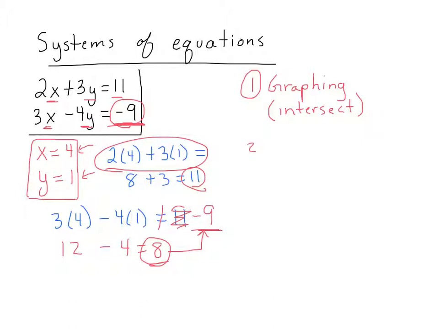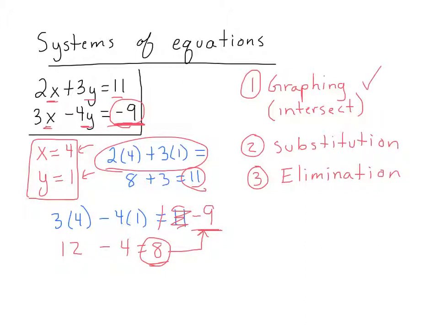Now the second way is something called substitution. And the third way is elimination. Okay? So we're going to start today with graphing. And when we master graphing, we'll go to substitution and elimination. Now here's the thing, this whole 9 weeks we've been talking about graphing. So the first one's going to be real easy for y'all because you're already prepared.